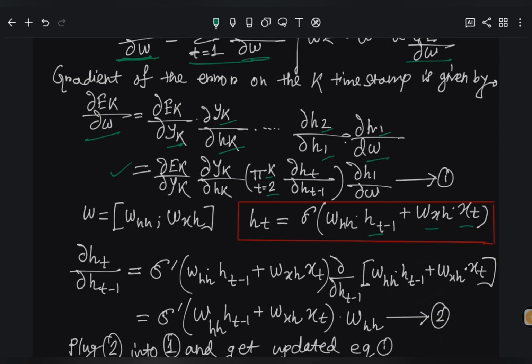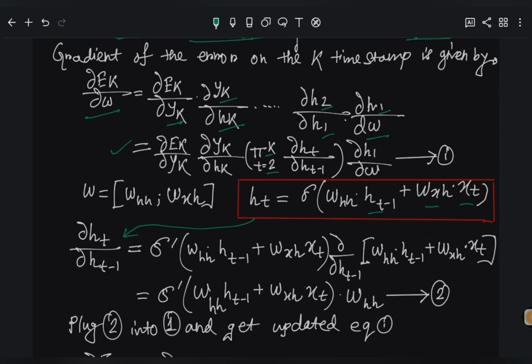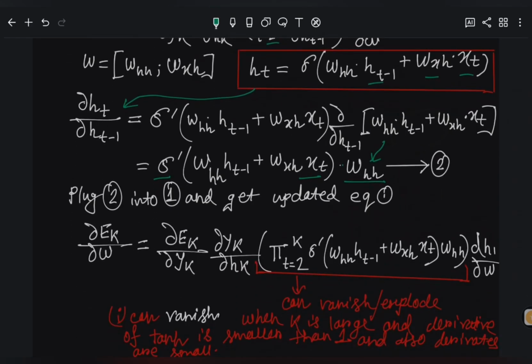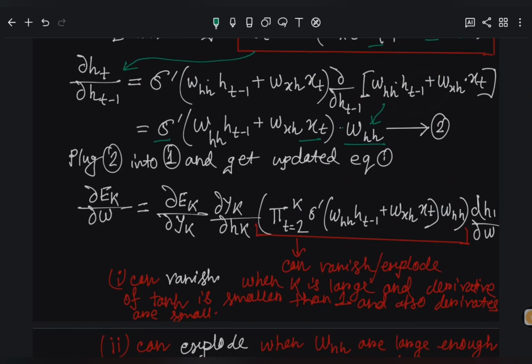Now if I take the derivative of this, we will get the derivative of the activation function applied to WHH multiplied by ht minus 1 plus WXH multiplied by xt, and we will multiply this with WHH. So WHH is coming from this partial derivative. Once we have this, we can plug equation 2 into equation 1. Once we plug this in, we will get this formulation, and your del Ek by del W will look like this.